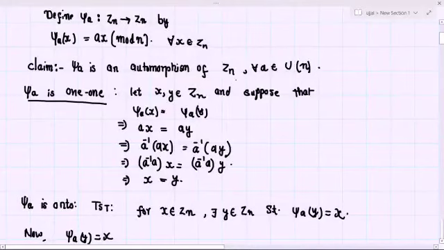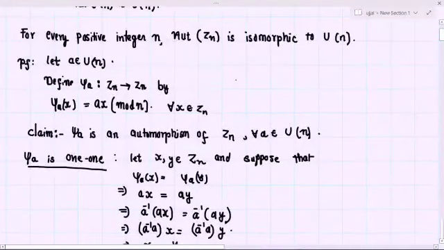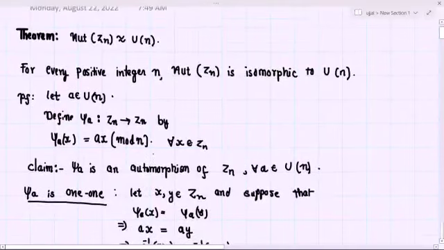But what we wanted to prove was that the set of all automorphisms of Zn is isomorphic to Un. That is what we wanted to prove. And here we proved that for any a in Un, psi a is an automorphism of Zn. Now what we will prove next is that whatever automorphism of Zn I take, that is of the form psi a, where a is in Un.